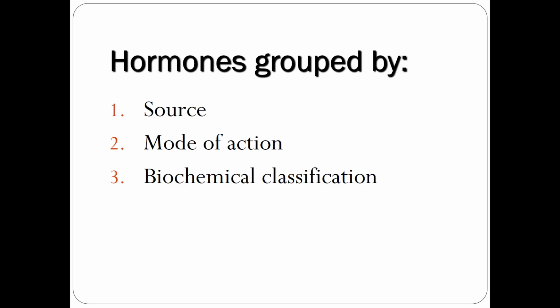Reproductive hormones can be grouped by three major ways. First, by the source, so where they came from. Second, by their mode of action, how they elicit their response. And third, by their biochemical classification. And so that just refers to what type of hormone they are, whether they're a steroid or a protein or a fatty acid.